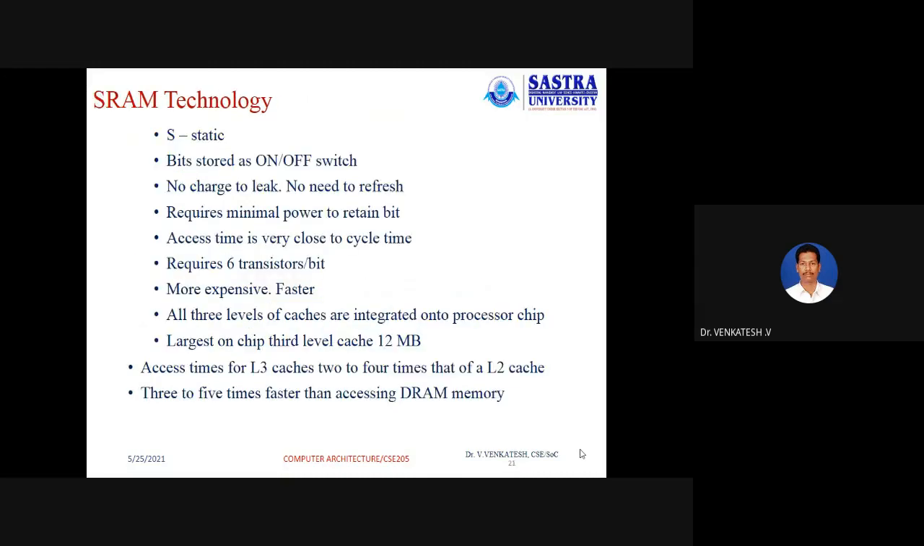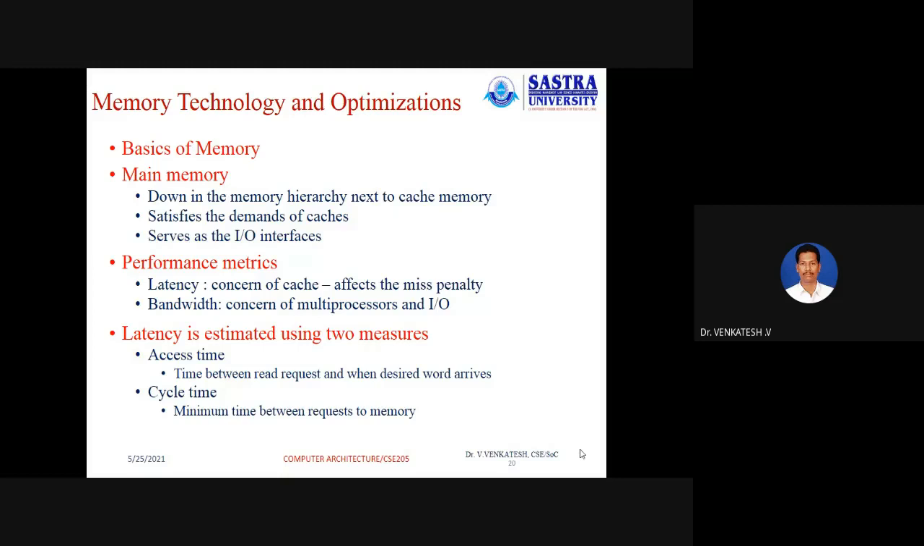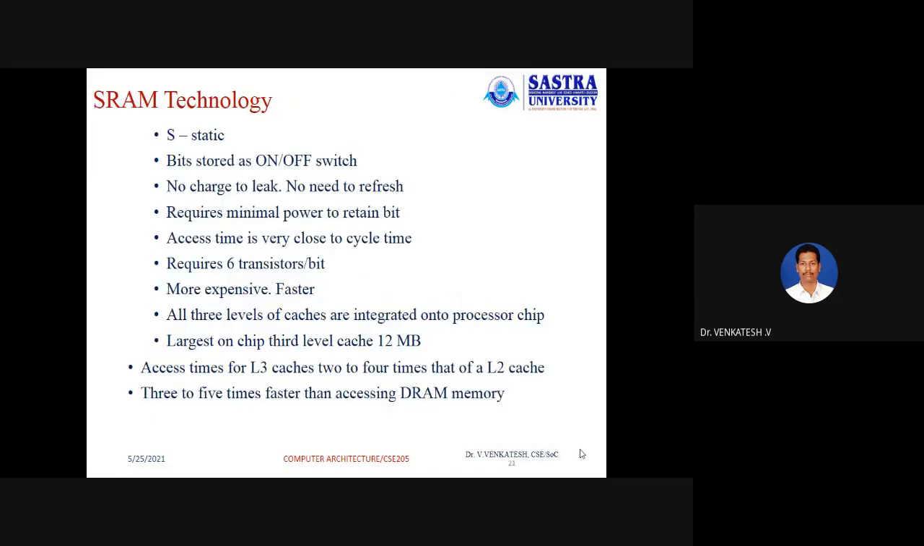Already I told you we are going to see something about memory technology. These are the basics you have to cover. We have to know something about the memory. Next one is technology. Whenever we talk about technology, we are going to have two things: one is SRAM as well as DRAM. Most of the time we use these two types of RAM to store the data.